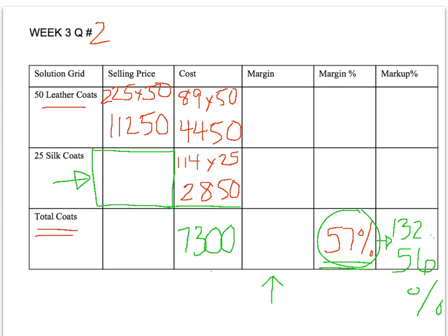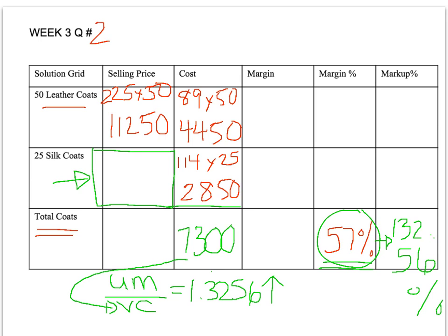So to calculate your margin now, we know that markup is unit margin divided by variable cost. In this case, it is 1.3256. So we take that 7,300 and we plug it into our variable cost and multiply it by 1.3256, and we get a margin of $9,677. Now, some of you might have multiplied by 1.33, you might have rounded up, and that's okay. On the test, just show me your work. I don't care how you round. I'll give you your marks on the test.